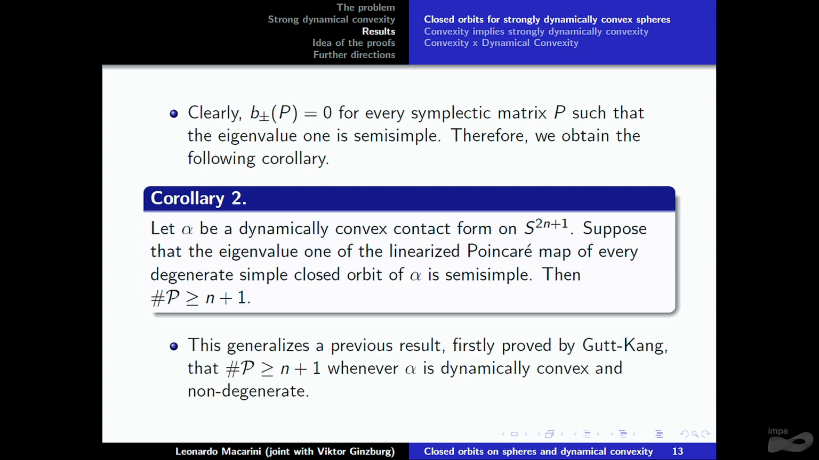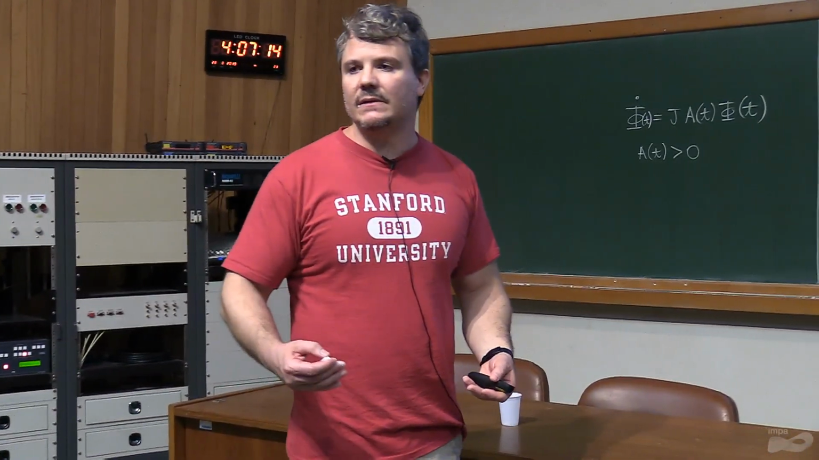Yeah, absolutely. Yeah, if you don't have eigenvalue 1, then of course, yes. I'm just allowing the degenerate closed orbits. Okay. So in particular, if you don't have the degenerate closed orbits, then it's okay. It was actually proved previously by Gurel and Kang. Okay. But I'm assuming a weaker condition.